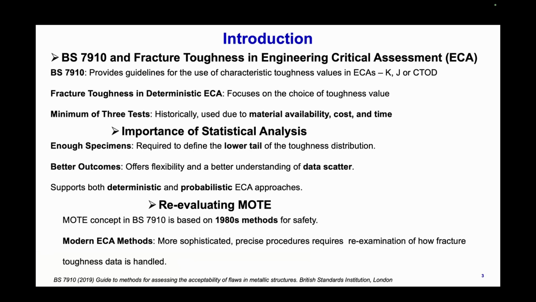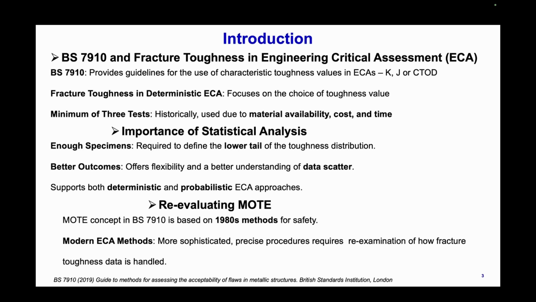So the context is BS 7910, which is one of the guidance documents for metallic structures assessment, mainly engineering critical assessment. In engineering critical assessment, the main fracture parameters are the critical values of the stress intensity factor, the J integral or the crack tip opening displacement. Normally, 3 tests are conducted. You take the lowest or the average value for your input values.